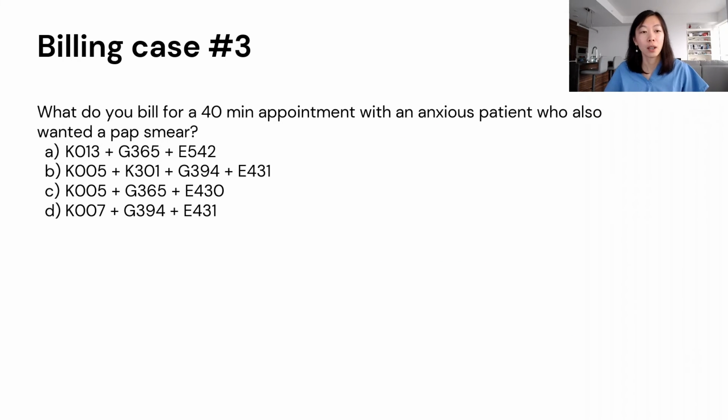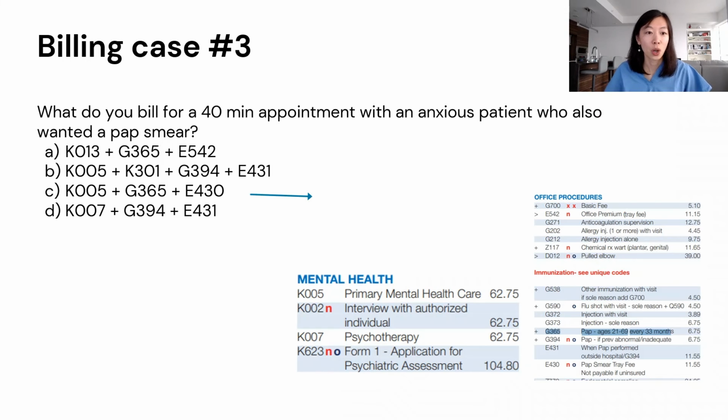Case number 3, what do you bill for a 40-minute appointment with an anxious patient who also wanted a pap smear? Pause the video, write down your answer, and the answer is C. So the reason why is that the K005 is your mental health counseling code. And unfortunately, since you only spent 40 minutes, you would just bill 1 unit of that. And then you also did a pap smear. So you want to bill the G365 for the pap smear and E430 for the pap smear tray fee.